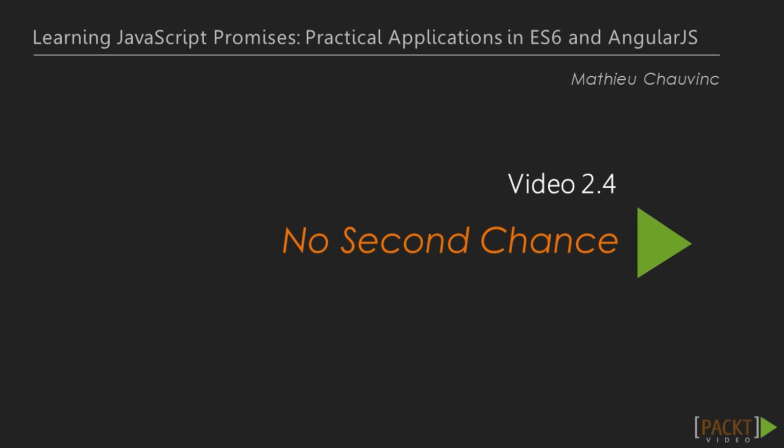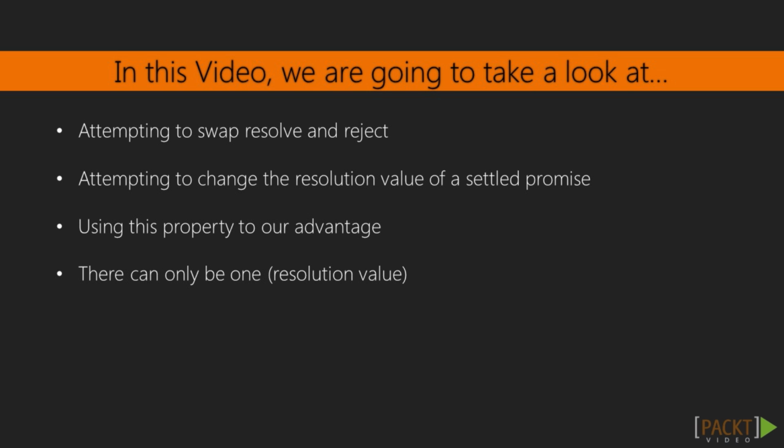In the previous video, we reviewed the various ways the outcomes of a promise can be handled, depending on whether we care about resolution or rejection or both. In this video, we will discuss how resolution and rejection are a single chance occurrence, and how you can only pass a single value to the corresponding callback.